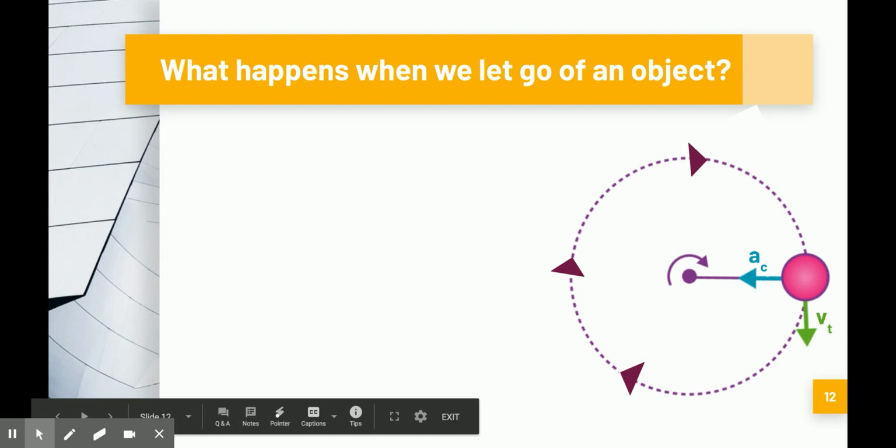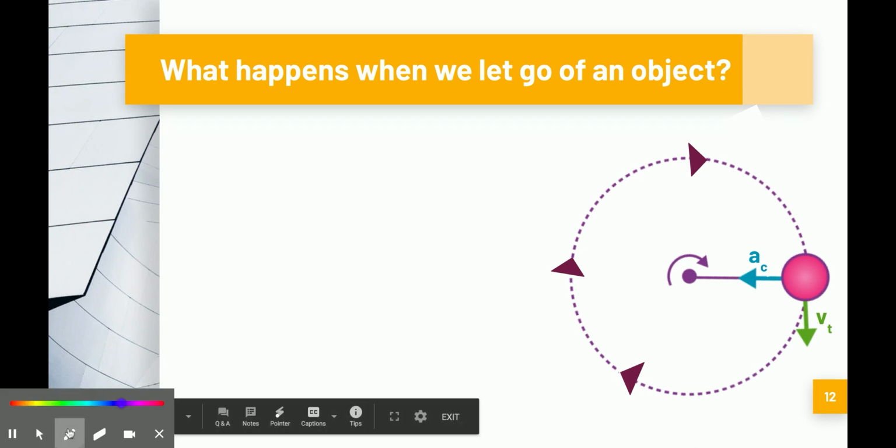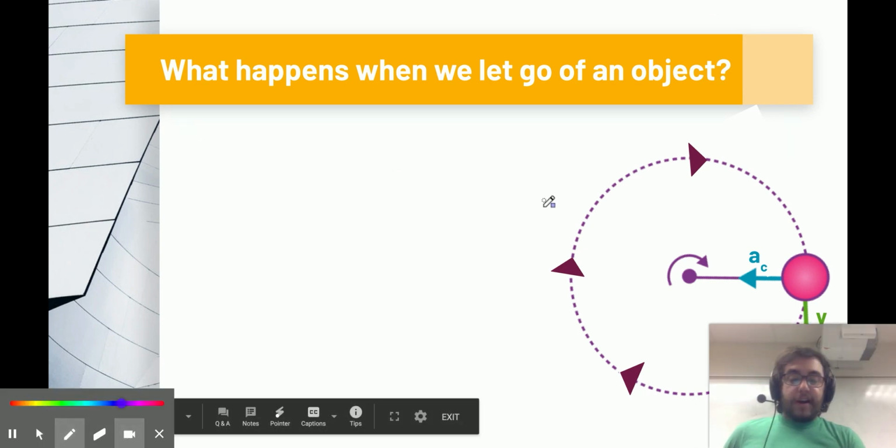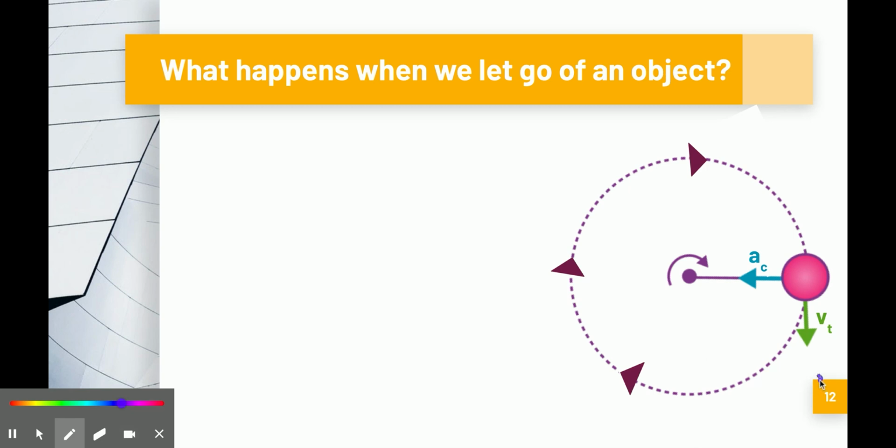For whatever reason, we haven't really talked about what happens if you let go of something, right? So if I'm spinning this little ball around in a circle, and it's going clockwise, which is the direction that the hands move on a clock, if I were to let go of this object right here, what would happen would be the ball would continue in a perfectly straight line.